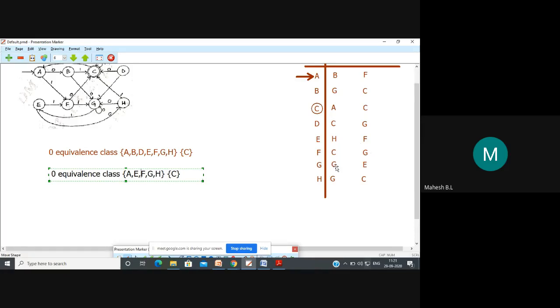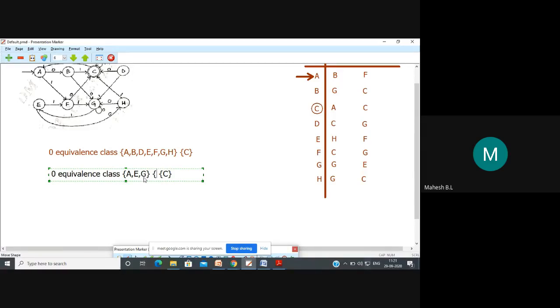C is in a separate class. G: G, E both are in same class. That's why G is together. Then H: again G, C. C is in a separate class. So let's put them in separate classes. Remaining, which are they?